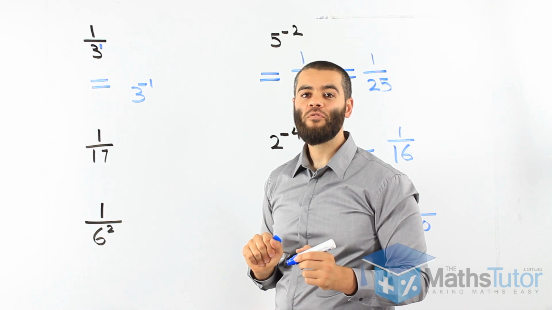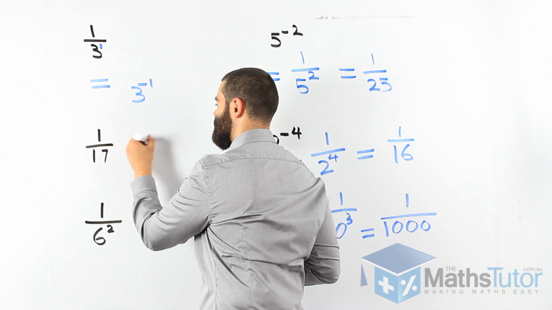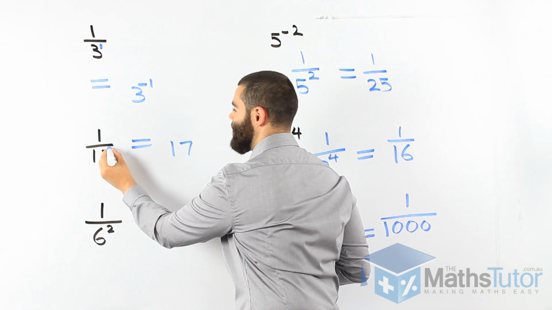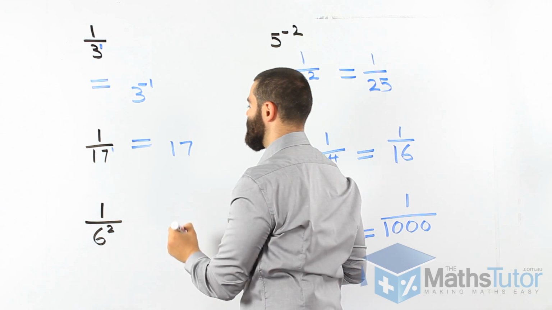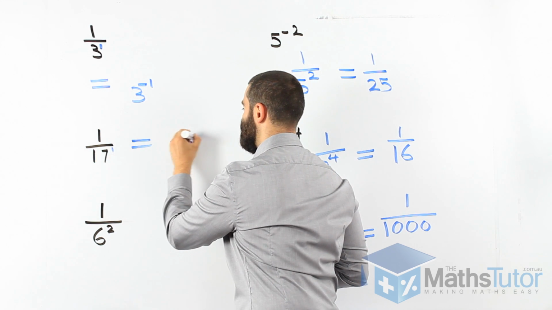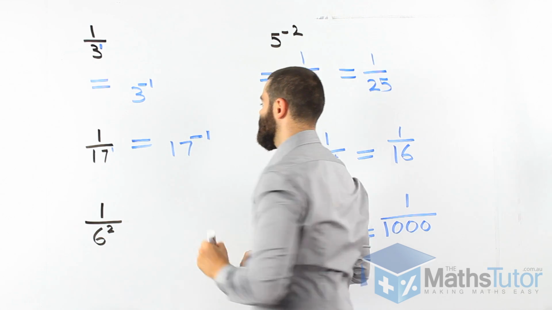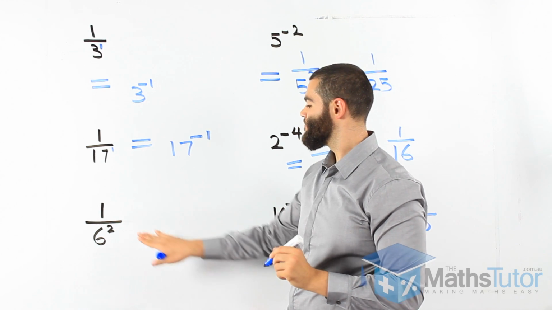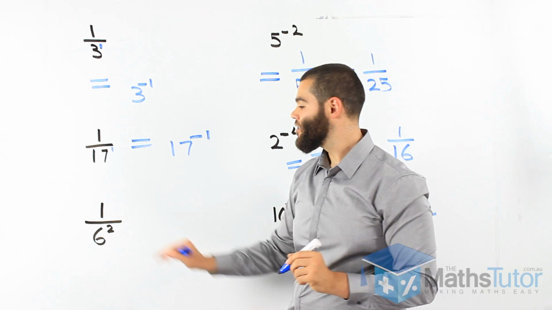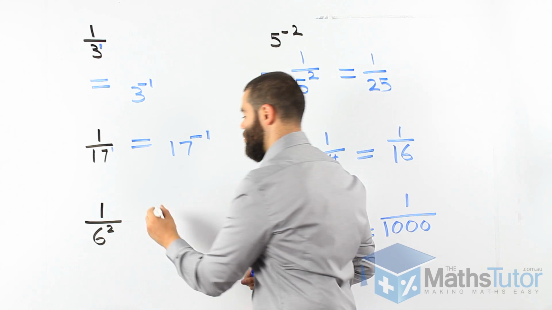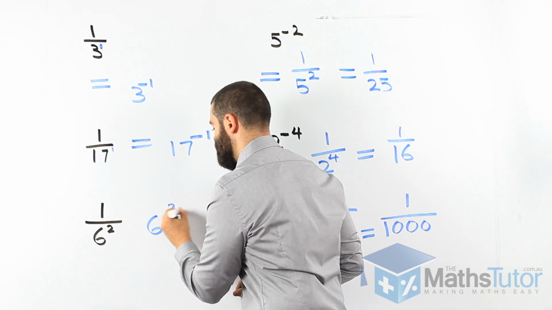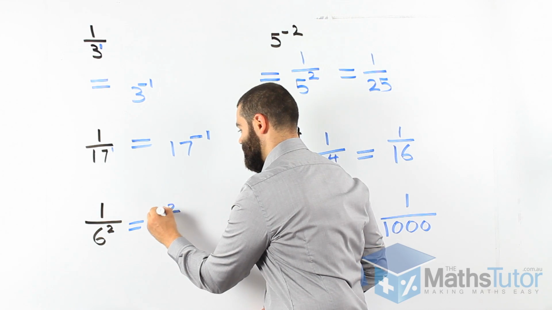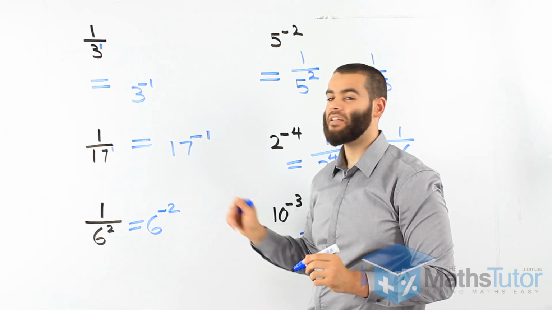Same here. 1 over 17. What are we going to do? We're going to write it as 17. We know there's an invisible 1 here, power of 1. We know that 1 over is negative, so it's 17 to the negative 1. Here we have 1 over 6 to the power of 2. 6 to the power of 2. And we know 1 over means negative. So 6 to the power of negative 2.